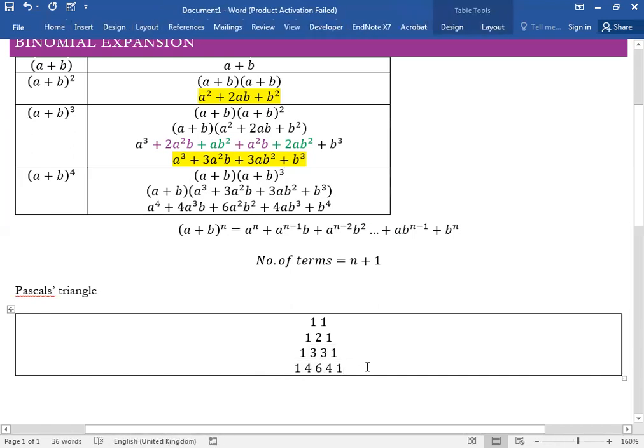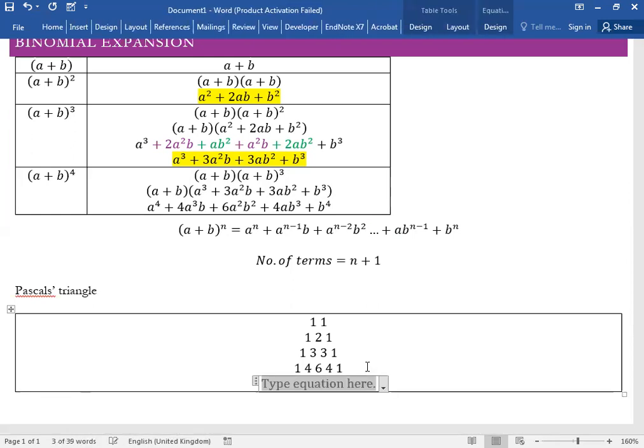If I asked you for the power 5, can you tell me the coefficients for power 5? The first is 1, and then 5, 10, 10, 5, and then 1. Observe. Yes, both will be 10 and then 5 and then 1.